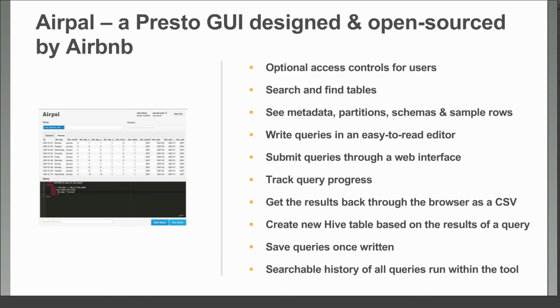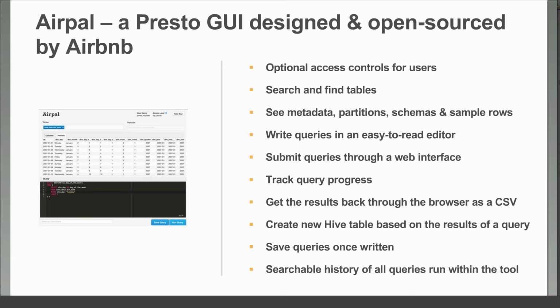If you want to expose Presto to large numbers of users via the web, there's a UI service called AirPal. It was developed by Airbnb. It gives access controls for users, so you can have user accounts with passwords. You can use it to browse what the available tables are. You can look at the metadata, the partitions, the schemas. You can even look at sample data.